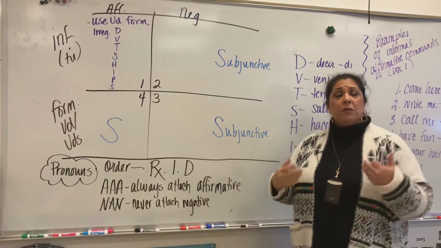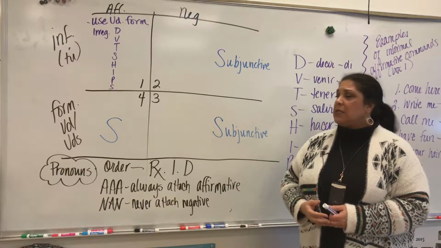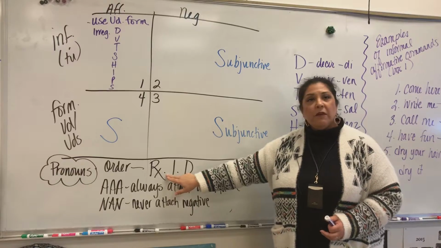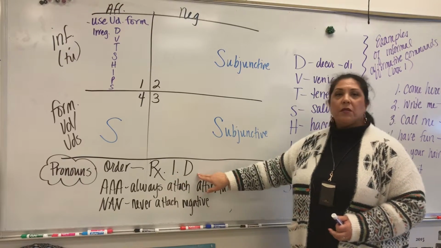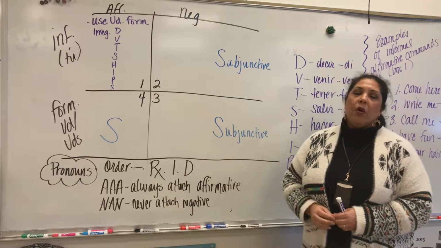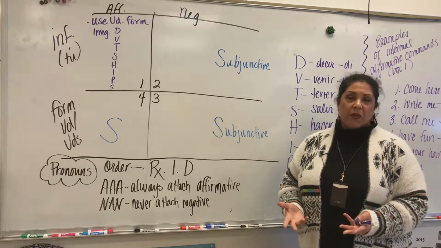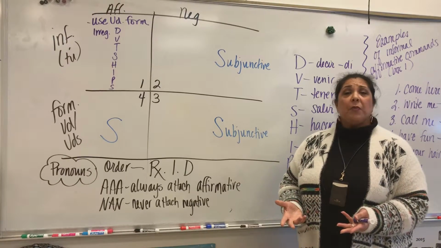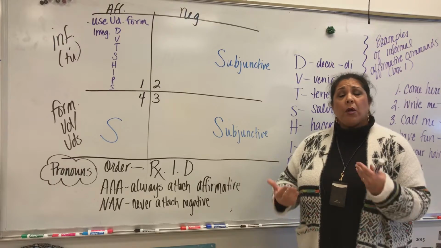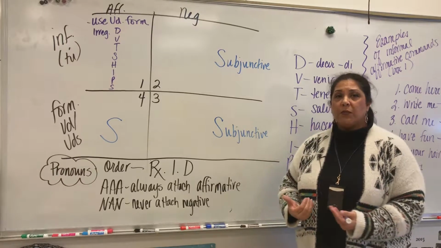Order of pronouns. You could have more than one pronoun in a sentence. You have reflexive, indirect, direct. Just a real quick review. Reflexive pronouns make a verb reflexive. For example, I wash my hair. Whose hair do I wash? My own. Therefore, it's reflexive. I need the reflexive pronoun.